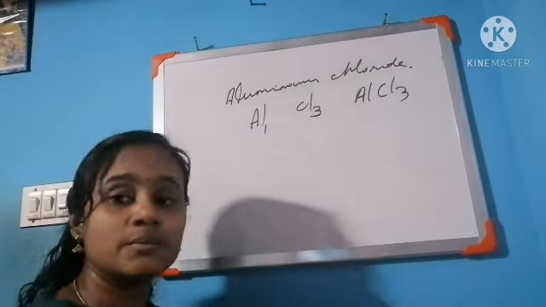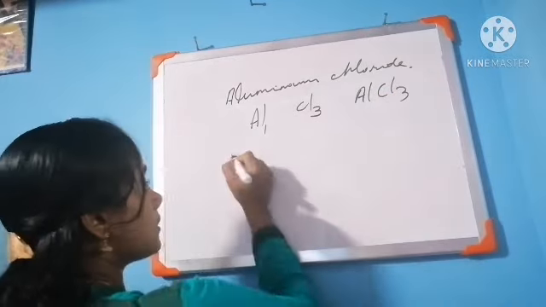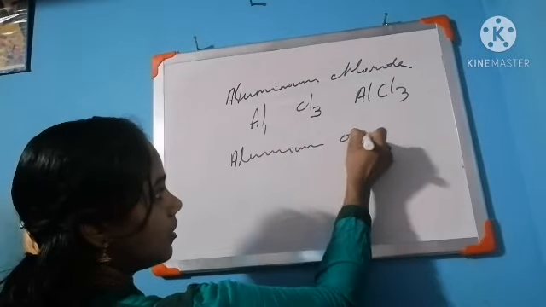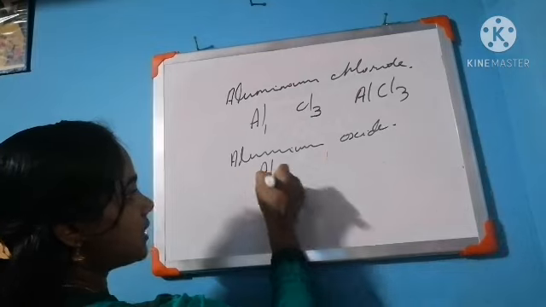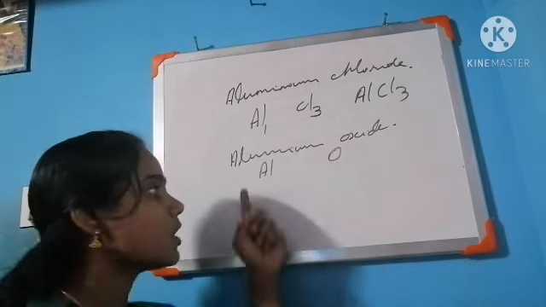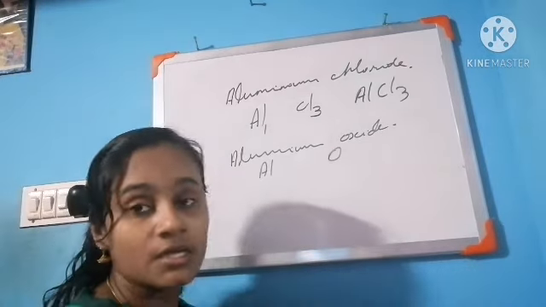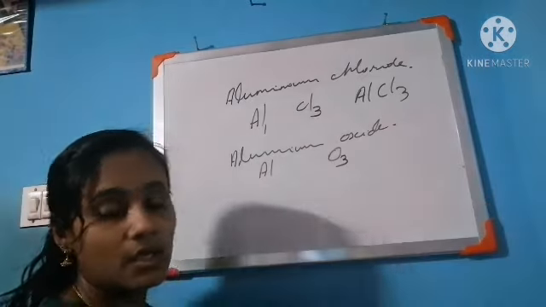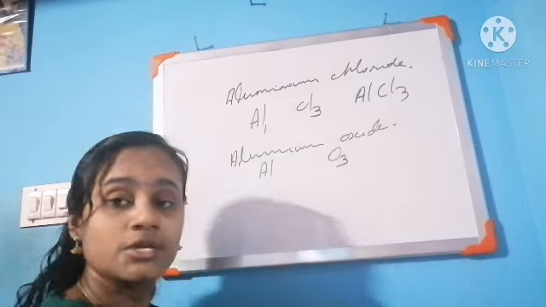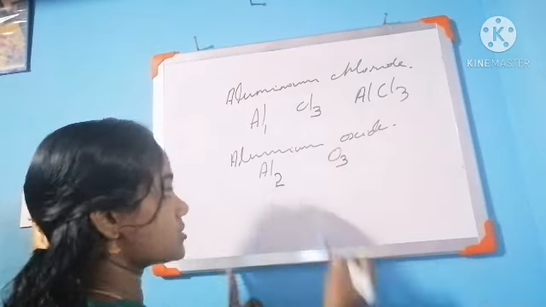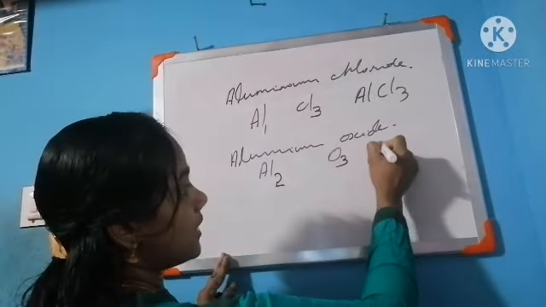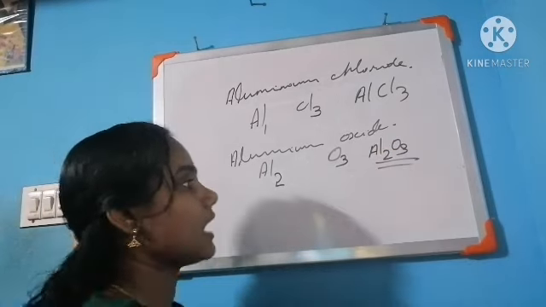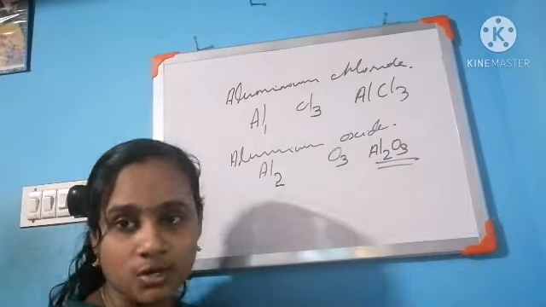Next, aluminium oxide. Which are the elements? Aluminium is there, oxygen is there. What is the valency of aluminium? 3. We should write it under the subscript of oxygen. What is the valency of oxygen? 2, we should write it under the subscript of aluminium. So the formula of aluminium oxide is Al2O3. Is it clear now?